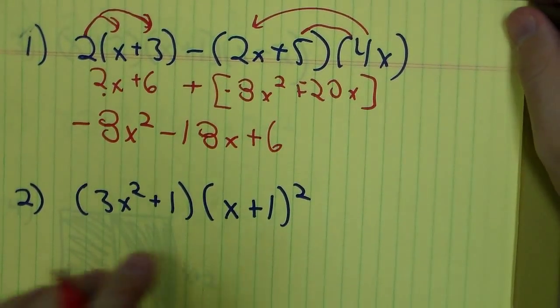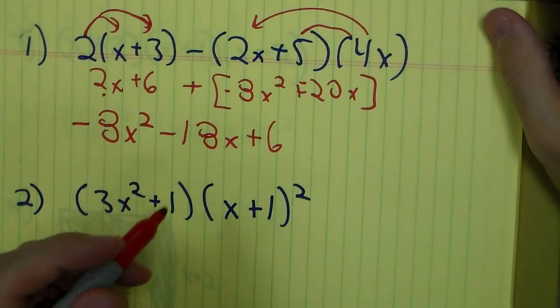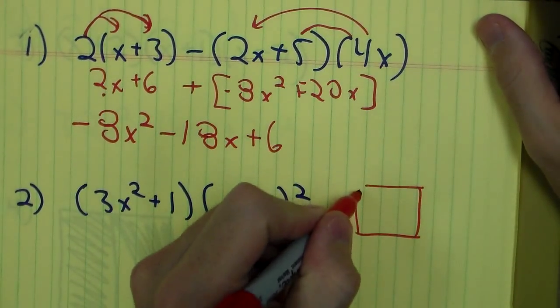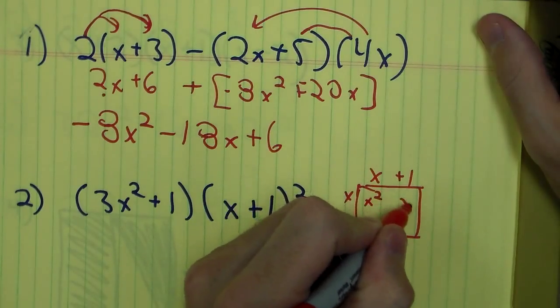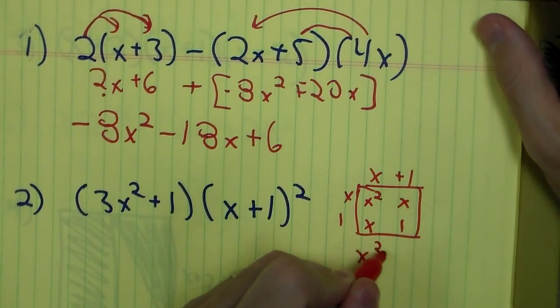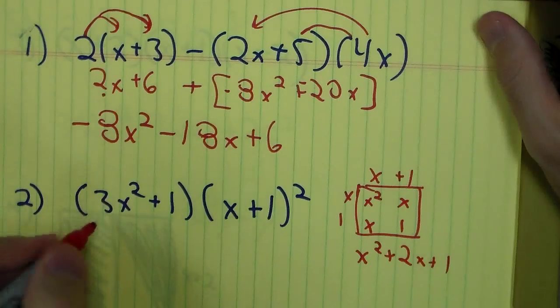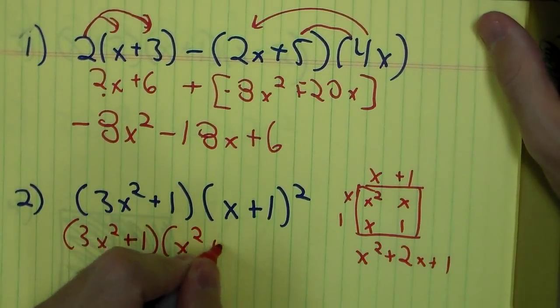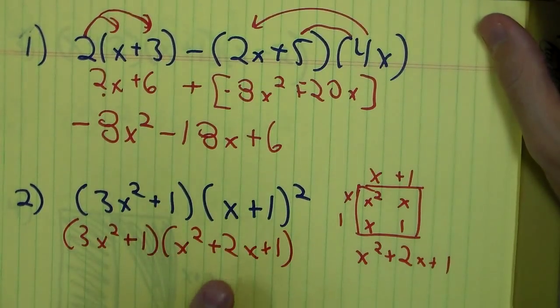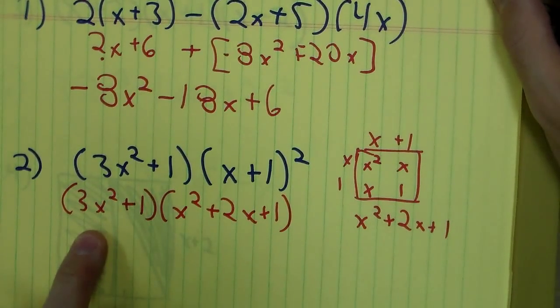For number 2, I'm first going to multiply x plus 1 times x plus 1. And if I multiply that, or really just square it, I get x squared, x, and 1. So it's x squared plus 2x plus 1. So now I'm going to multiply what I had, my new product, times my other term.